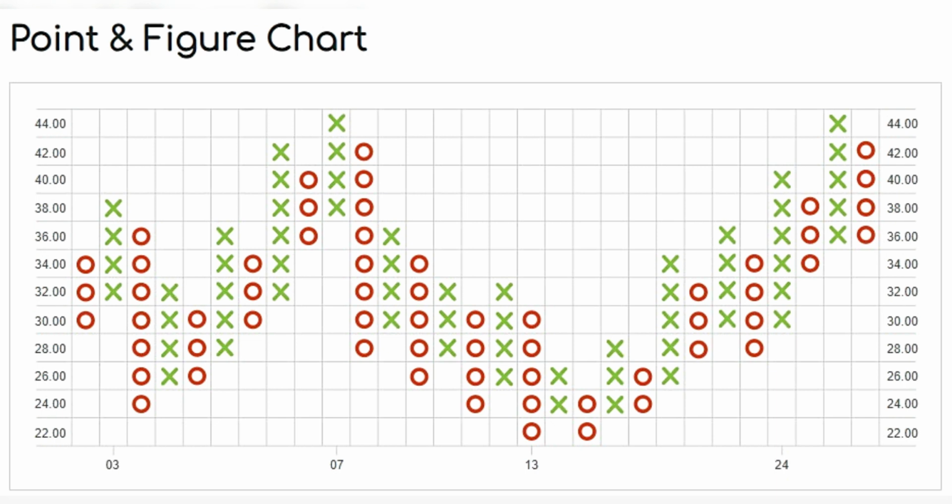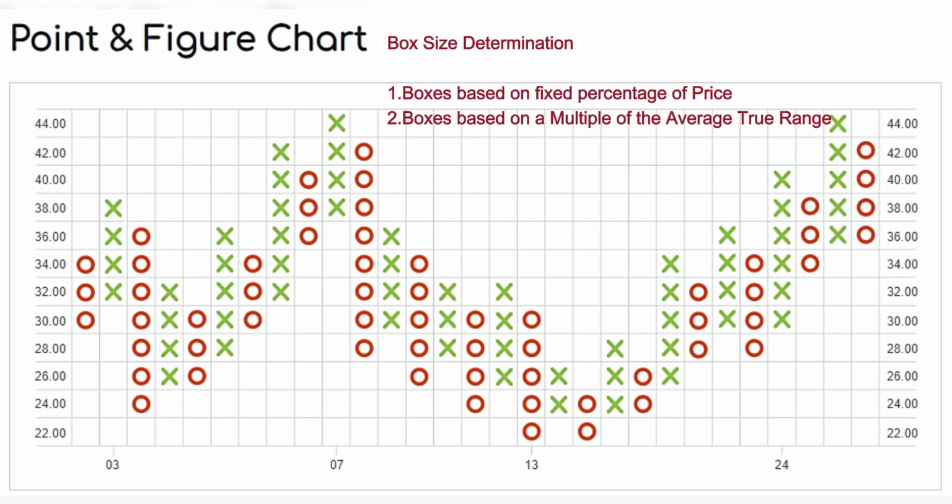In the point and figure chart, how do we determine the box size? Can we have a fixed box size, or can the box size be variable? Now there are some options to have variable box sizes as well. Why do we need to have a variable box size?